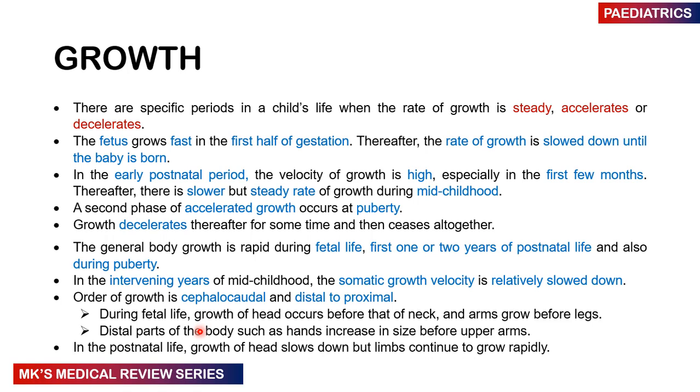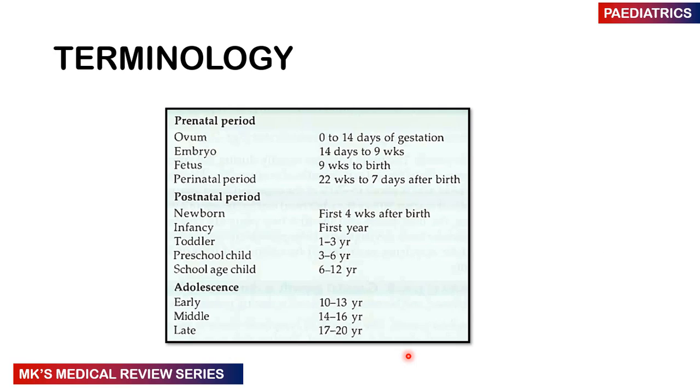And in postnatal life, growth of the head actually slows down and the limbs continue to grow quite rapidly. Here are some definitions that I want you to keep in mind. The ovum is the period between 0 to 14 days of gestation. An embryo is from 14 days to 9 weeks. A fetus is 9 weeks up until birth.